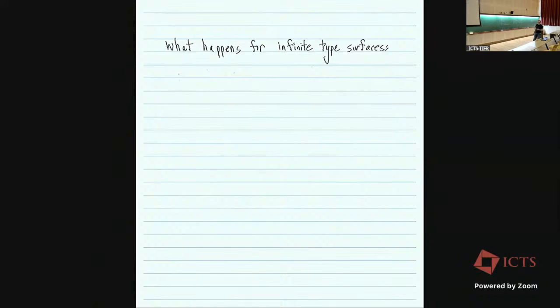Okay, so what happens for infinite type? So this discussion was for finite type. That wasn't intentional, but it's pretty funny.